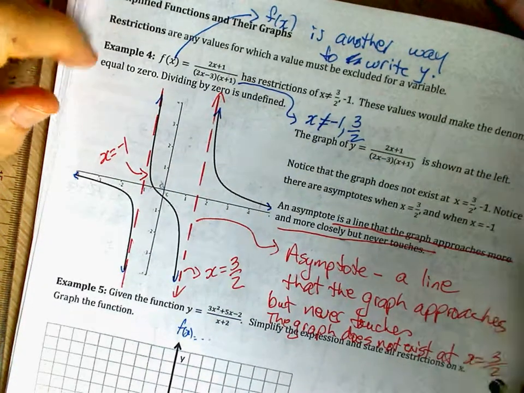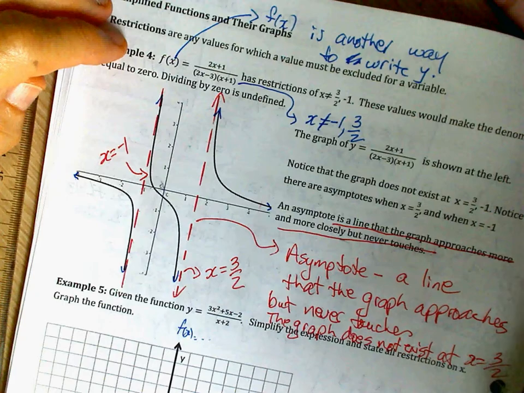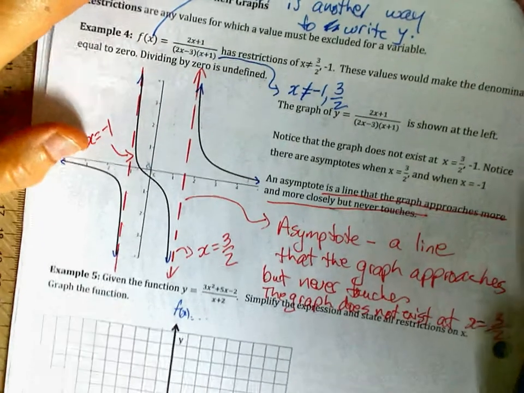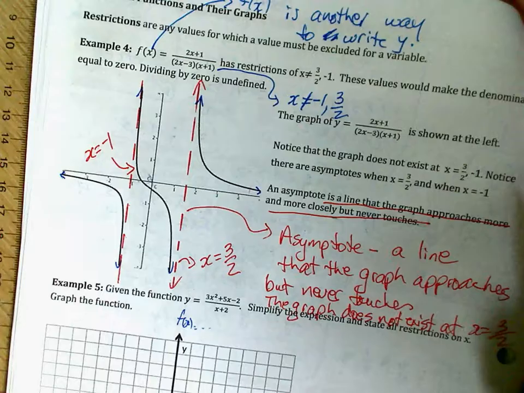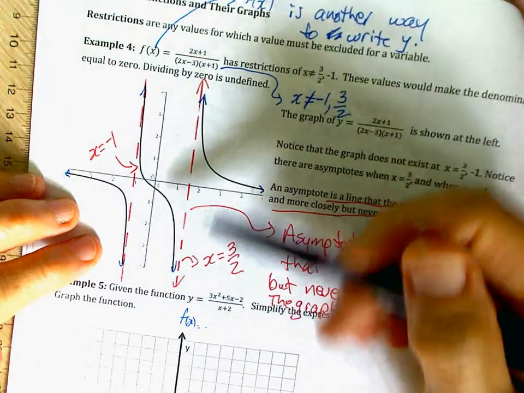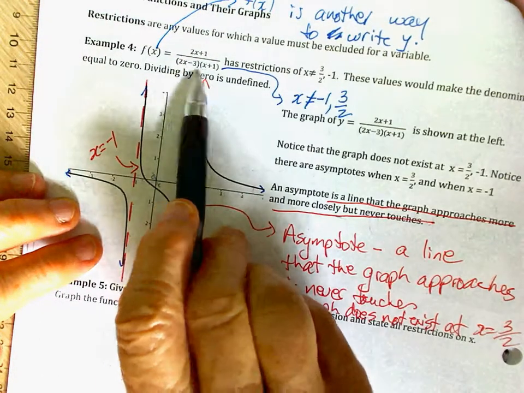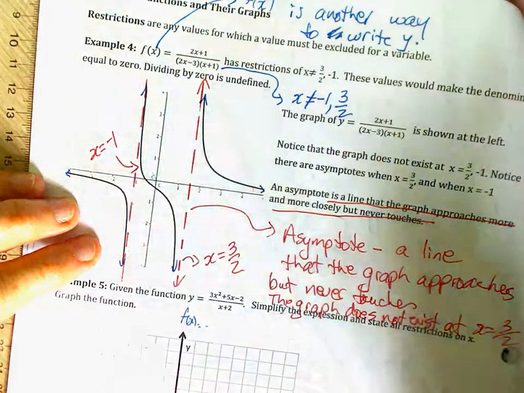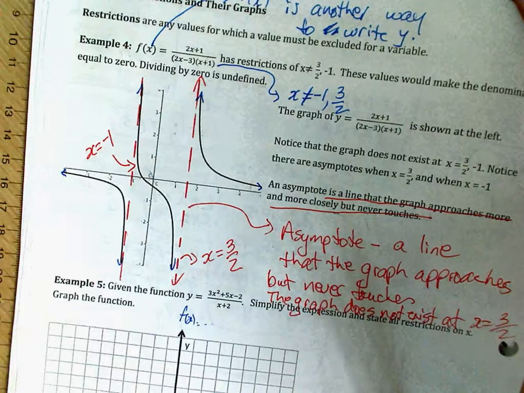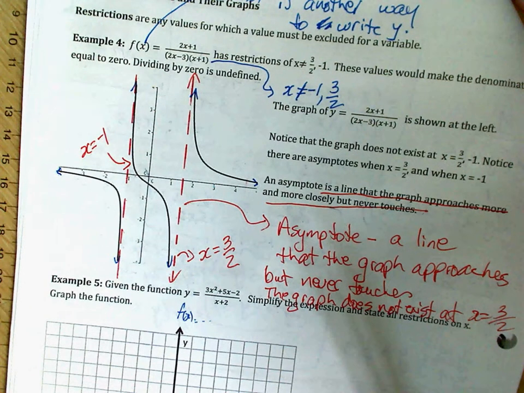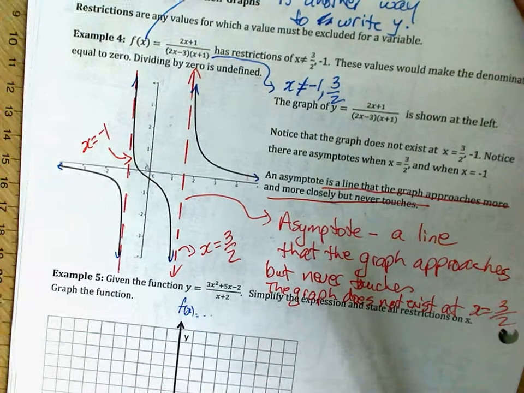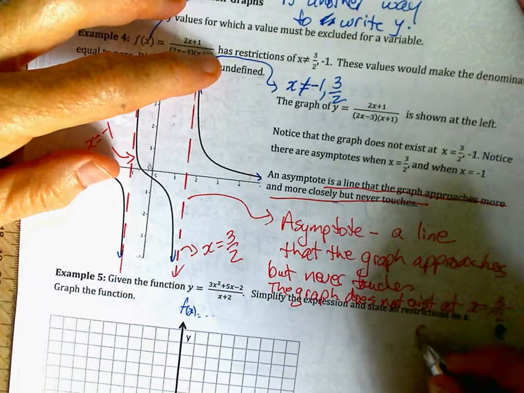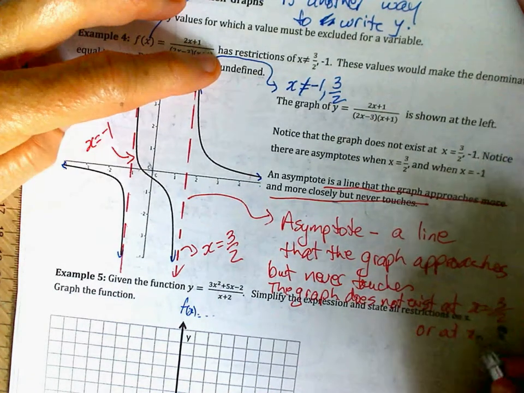Can I answer any questions? And notice that you can pick off the asymptotes in the denominator. Or at x equals -1, right? Or at x equals -1.